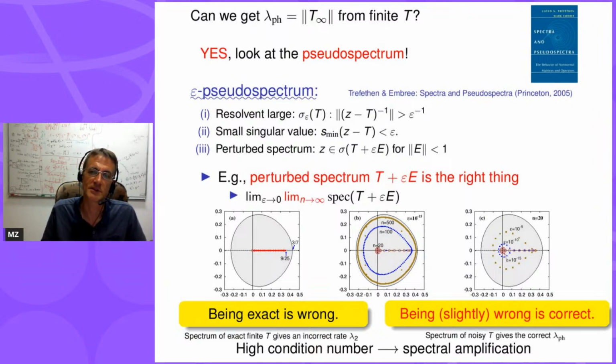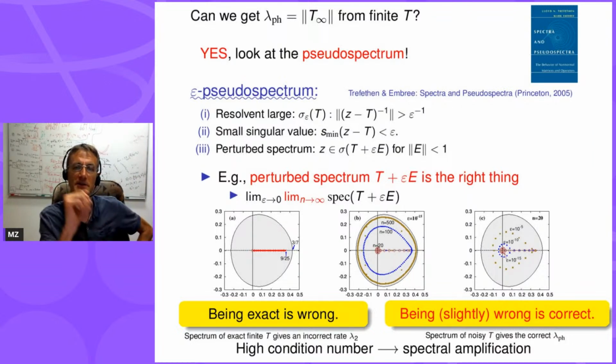So what is a pseudospectrum? Namely, it turns out that the spectrum of an operator is actually equal to a pseudospectrum of a finite but sufficiently large matrix. So what is a pseudospectrum? There are several equivalent definitions. I'm listing here 3.